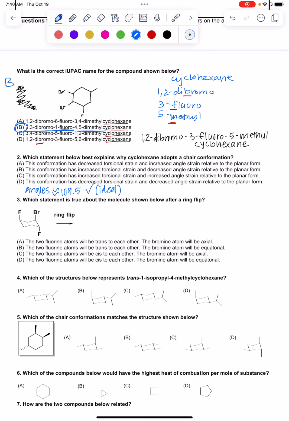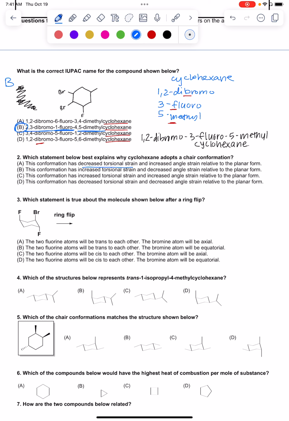So we can say torsional strain has been decreased. We've got like no angle strain. So we can say that angle strain has been decreased and that torsional strain has been decreased. So this is just knowing what a chair conformation tells us. And now we're just looking for the right answer. The conformation has decreased torsional strain.